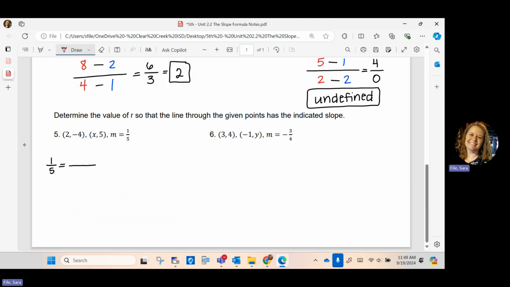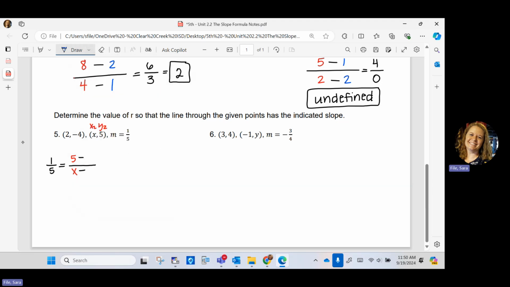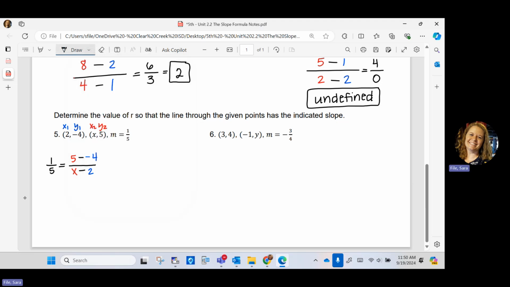So we're going to do the labeling, x1, y1, this is x2, y2. So that's going to go here and here. Remember, the formula has a minus in it. And then this is x1, y1. So we're going to try to calculate that missing piece in there.